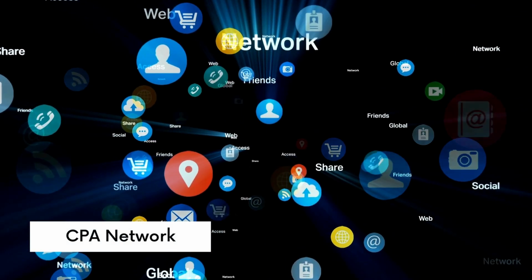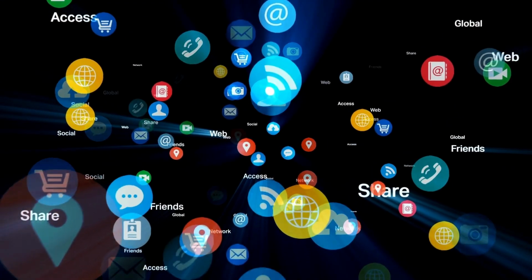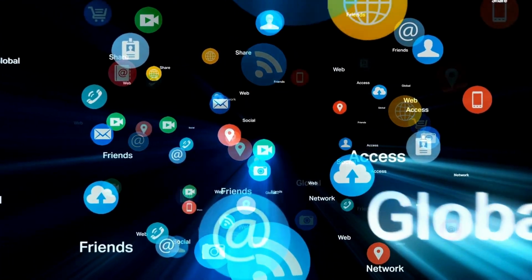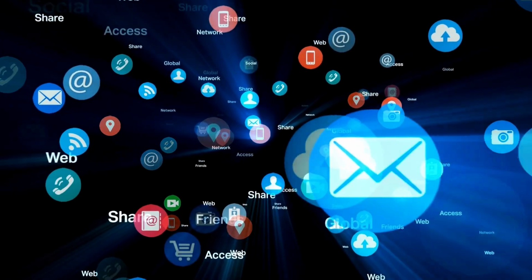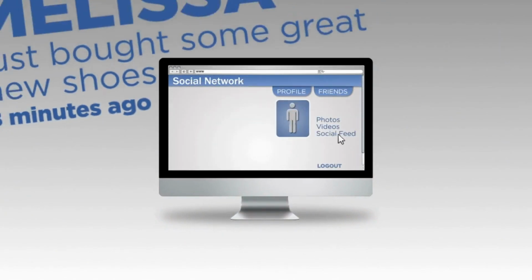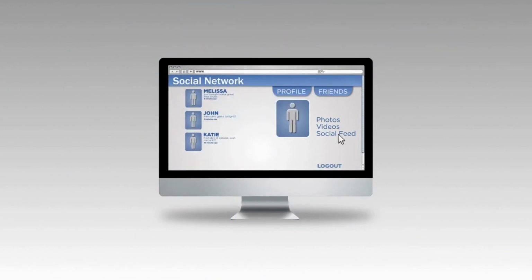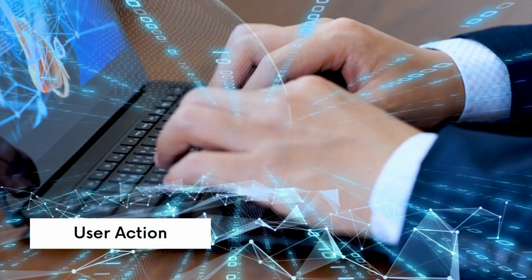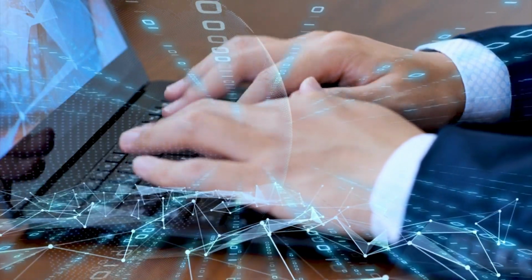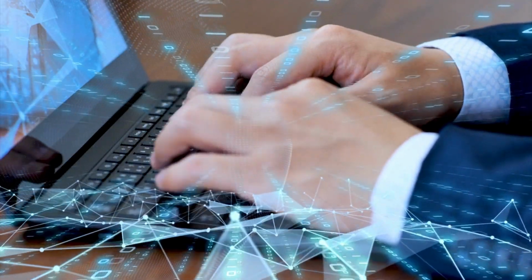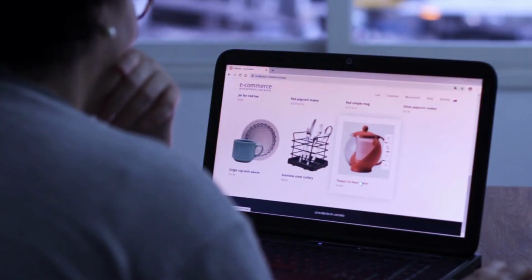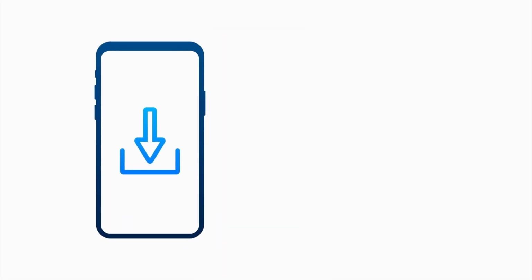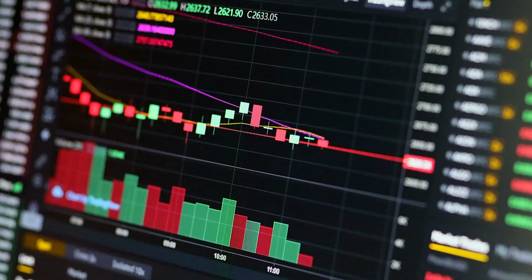CPA network. A CPA network is an intermediary between advertisers and affiliates. It connects affiliates with various CPA offers from different advertisers, provides tracking tools, facilitates payments, and supports both parties. Affiliates can join CPA networks to access multiple offers within a single platform. User action. The success of CPA marketing relies on users completing the desired action specified by the advertiser. This action could be purchasing, submitting personal information, downloading an app, or any predefined action that signifies a conversion.